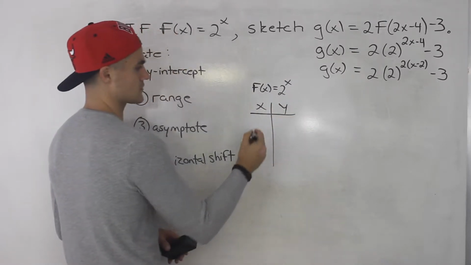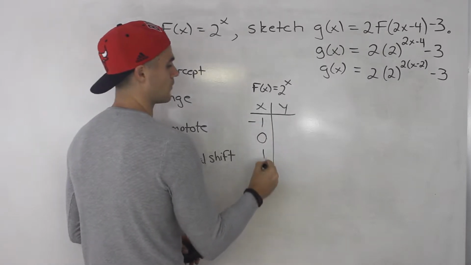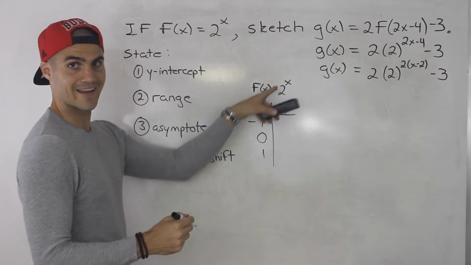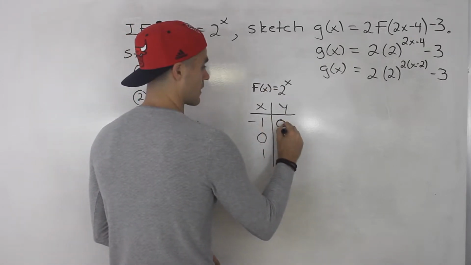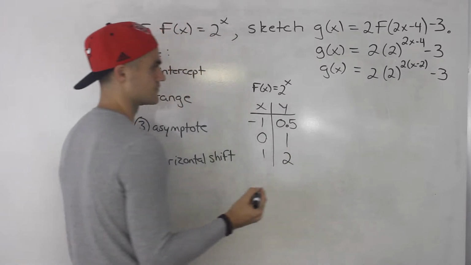Let's make a table of values for it. So let's just start with 3 points: -1, 0, and then 1. So 2 to the power negative 1 is 0.5. 2 to the power 0 is 1, 2 to the power 1 is 2.